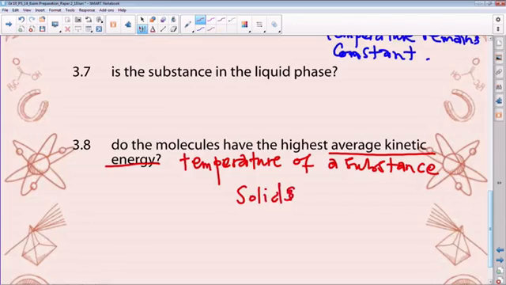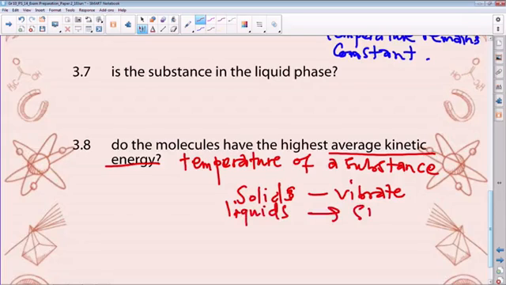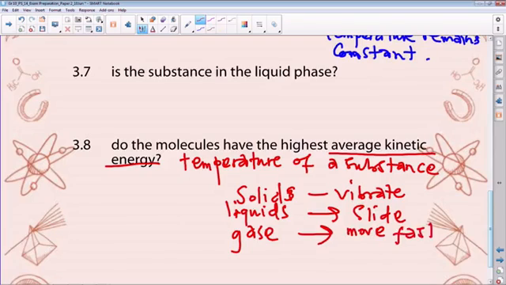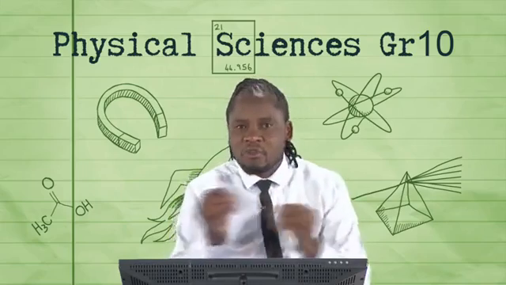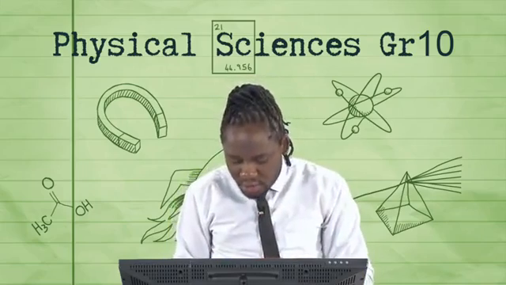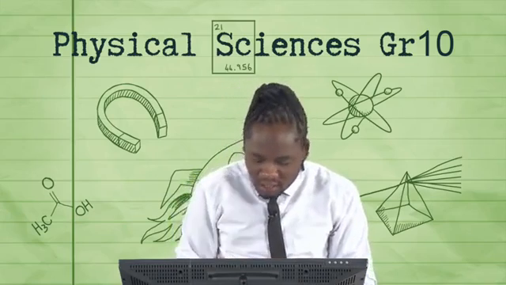So we know that solids vibrate. Particles of a solid vibrate within fixed positions, right? And then liquids tend to slide past one another, right? They slide, okay? And then as far as gases are concerned, what exactly happens? Particles of a gas tend to move very fast and occupy most spaces within the shortest possible time. So in terms of kinetic energy, we want to think of it as the energy that particles of a substance have as far as movement or motion. In a gas, that's where you experience the highest.